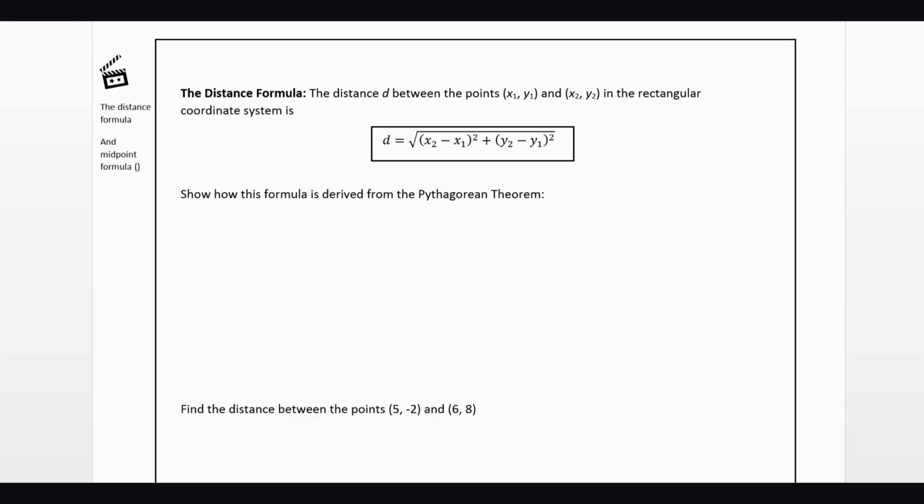Now, sometimes as we're learning about the conic sections, we're going to want to be able to find the distance between 2 points or the midpoint of 2 points. So we're going to start by talking about the distance between 2 points. This is called the distance formula.